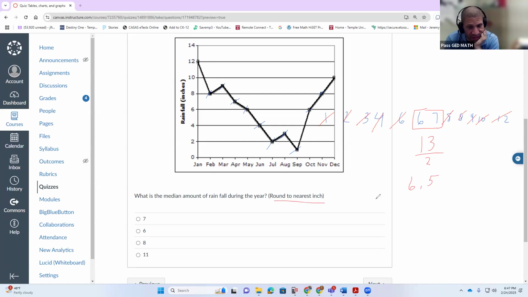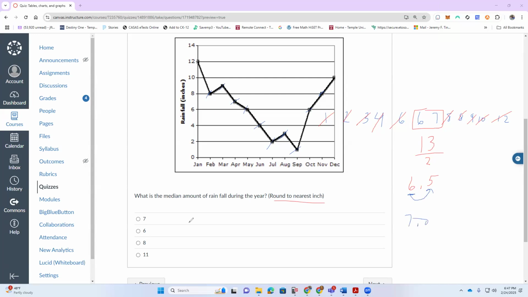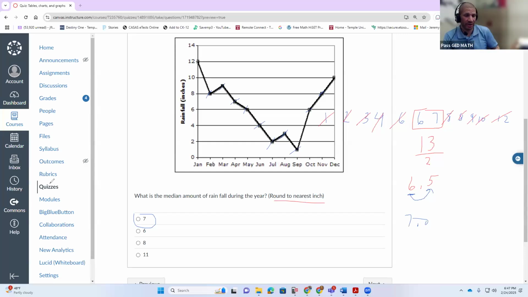So it said round to the nearest inch again. Oh, that inch. Okay, that would turn to a 7. Right, because to your ones place, is that 5 or above? Yes. That 6 becomes a 7. Yeah. Perfect. Very good.